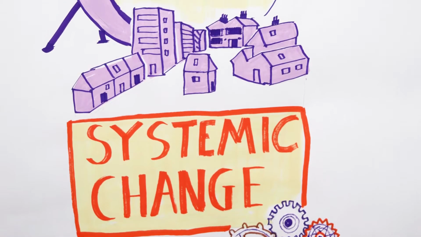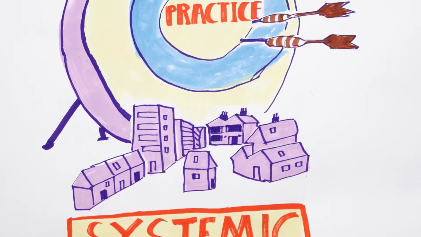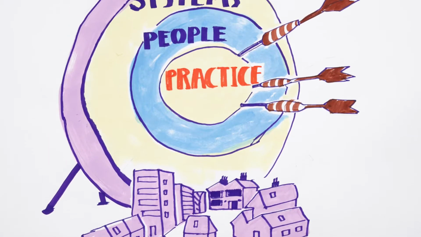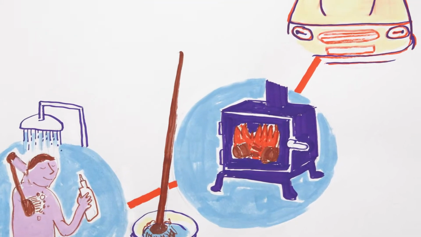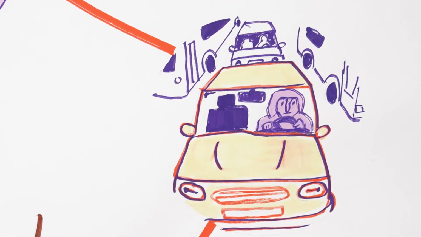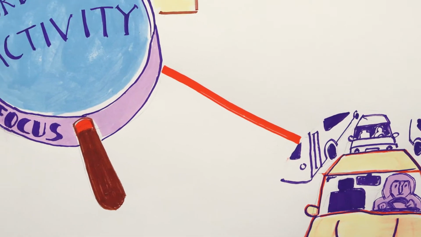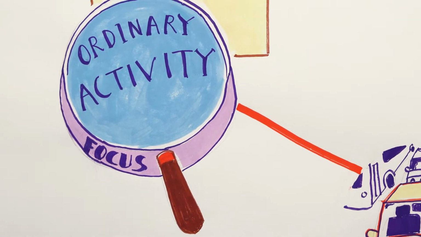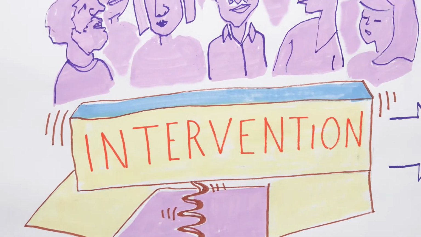The difference is that practice-oriented design places practices, rather than people or systems, at the centre of design processes. Practices are ordinary activities like showering, cleaning, cooking, and travelling that bring together distributed social and material elements. By focusing our attention on these ordinary activities, we can better identify opportunities for intervention.